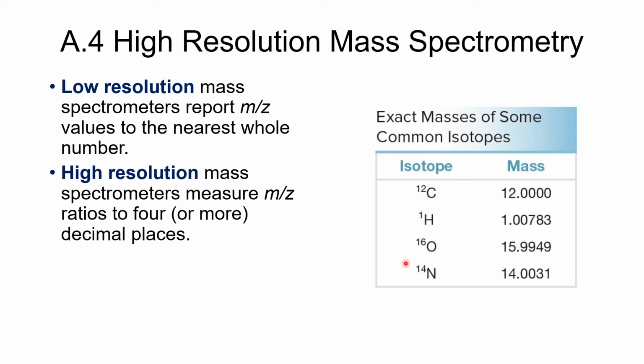The reason that we like high-res mass spec is that it helps us distinguish very subtle differences. A lot of our atoms aren't exactly whole numbers. Carbon, by definition, is 12. But hydrogen, at a mass of 1.00783, is not exactly 1. Oxygen 16 is not exactly 16, it's 15.9949. Nitrogen is not exactly 14. We can measure those very small differences using a high-res mass spec.